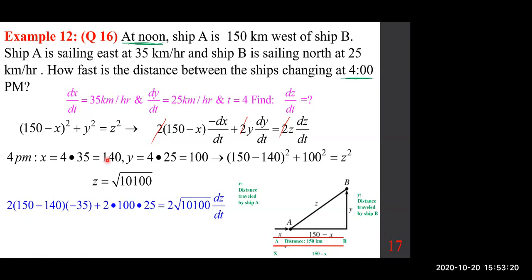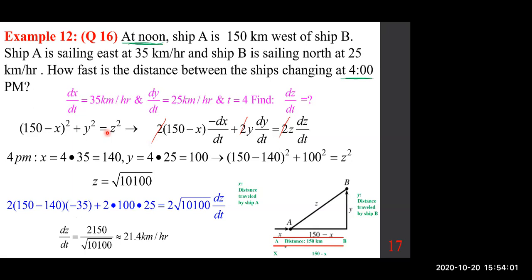So if we keep the 2 and then drop it. So 2 times 150 minus 140 times negative 35 plus 2 times 1. So just plug in everything. But in order for you to plug in everything, the only missing one would be x. We find it from 4 p.m., y from 4 p.m., and z from this formula. Okay. And I'm going to assume you can do the math. There is a little bit of math involved. Okay, class, there's a little bit of math involved. I hope you are okay with that. You are okay with that, I hope. All right.